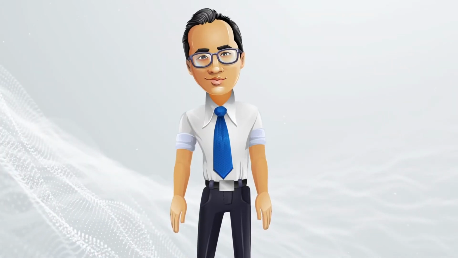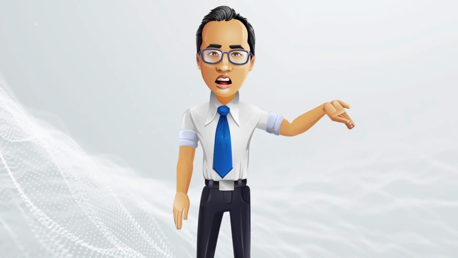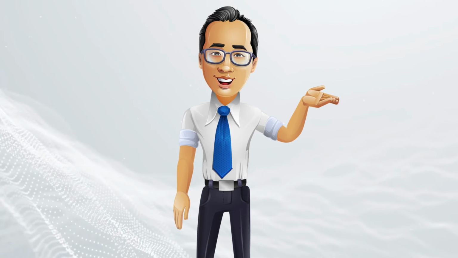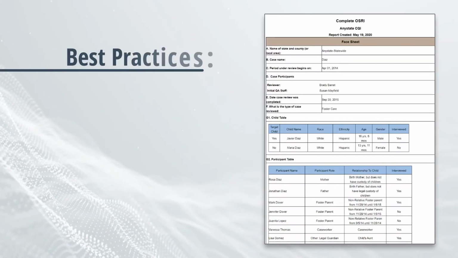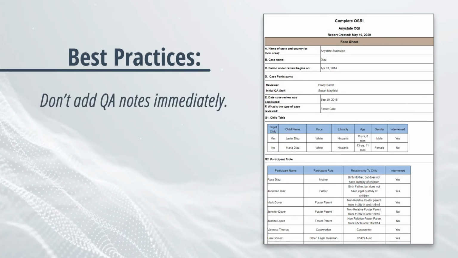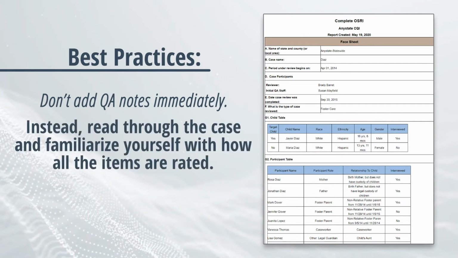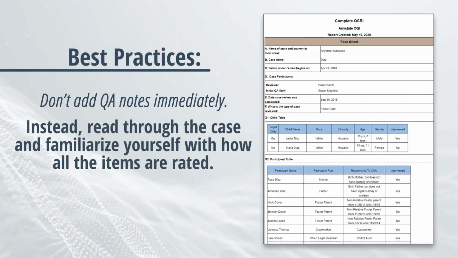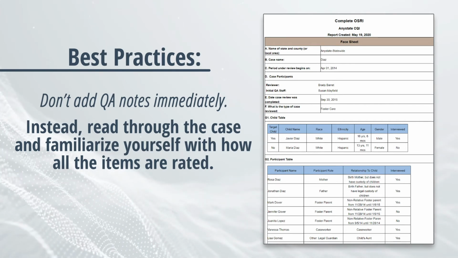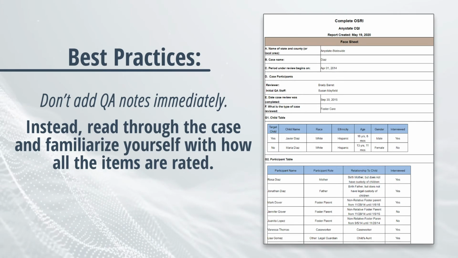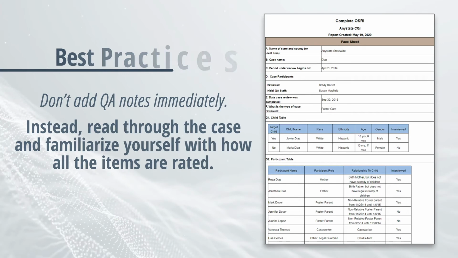While different QA staff may have very different approaches to how they handle this formal QA of the instrument, there are a few best practices you can keep in mind, particularly if you're new to this process. First of all, it's generally not a good idea to immediately begin adding QA notes to the case on your very first read. Instead, you should take the time to read through the case at least once and familiarize yourself with how all of the items are rated. This gives you a big picture understanding of the entire instrument that you're not going to have if you only work through it one item at a time.